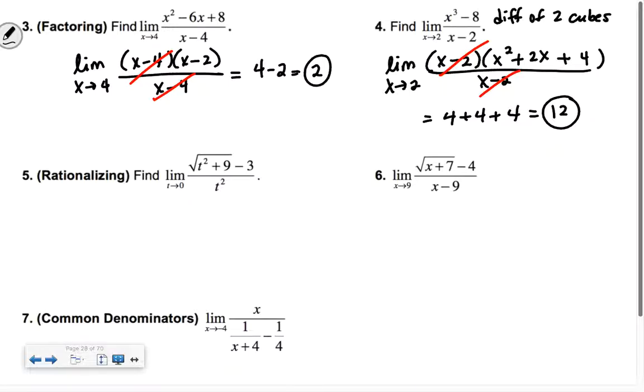All right, so let's do a little bit trickier stuff. Where'd you get the 2x in the middle? It's just the formula. You multiply these two things together. Okay.